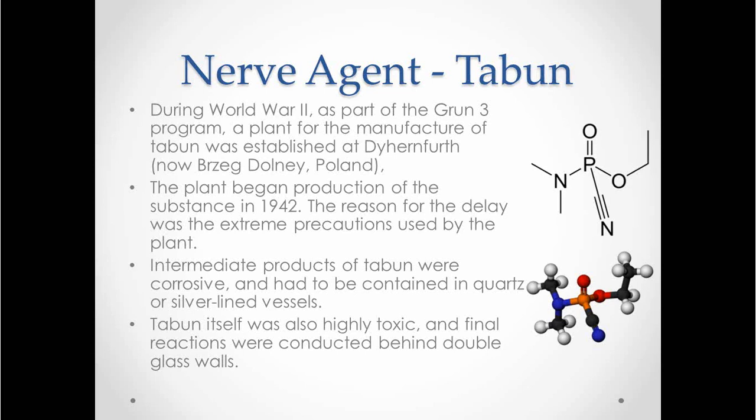The reason for the delay was the extreme precautions used by the plant. Intermediate products of Tabun were corrosive, and had to be contained in quartz or silver-lined vessels. Tabun itself was also highly toxic, and final reactions were conducted behind double glass walls.